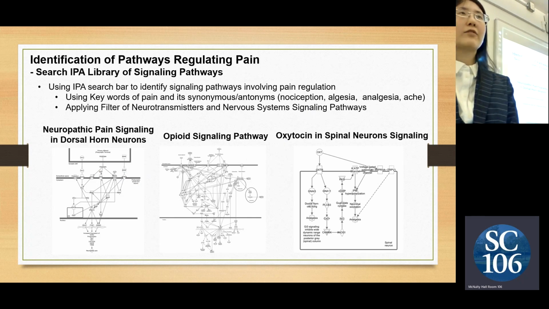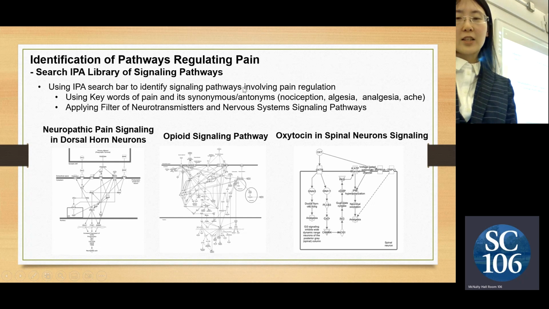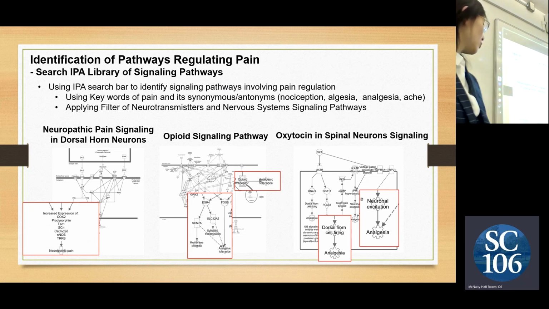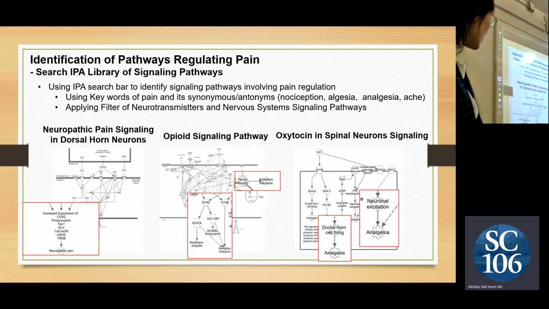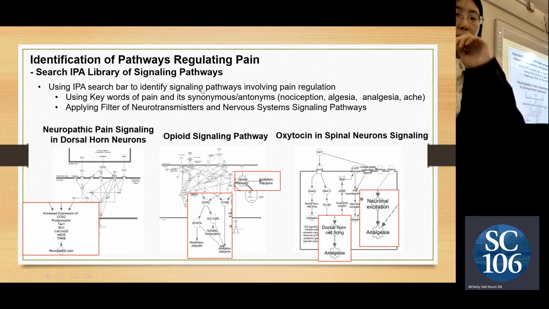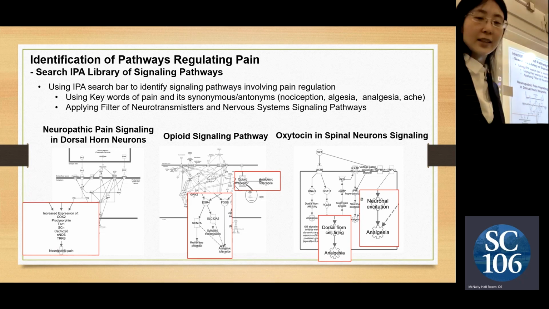As another way to identify the pain regulation molecule pathways, the IPA library was searched using the keywords pain and its synonyms and antonyms, including nociception, analgesia, and ache. Three pathways were identified: neuropathic pain signaling in dorsal horn neurons, opiate signaling pathway, and oxytocin in spinal cord signaling. In all three pathways, pain is affected through different signaling cascades. Here, the related cascades are highlighted.